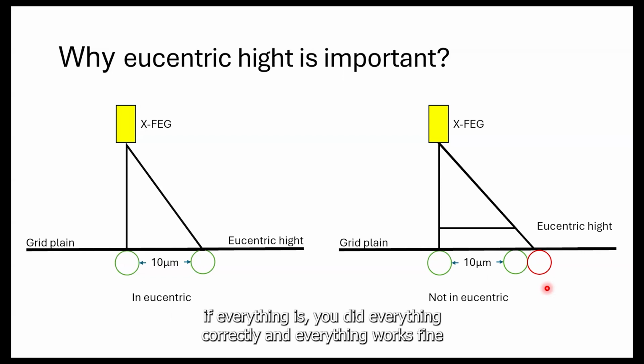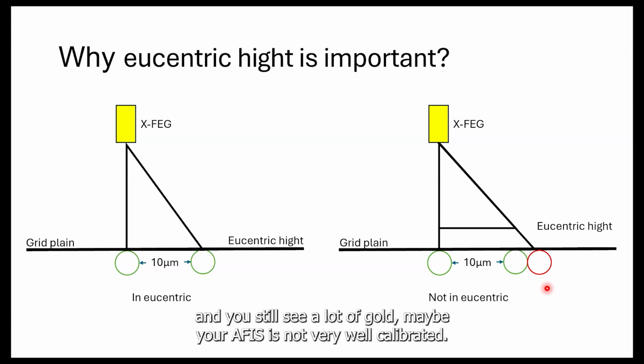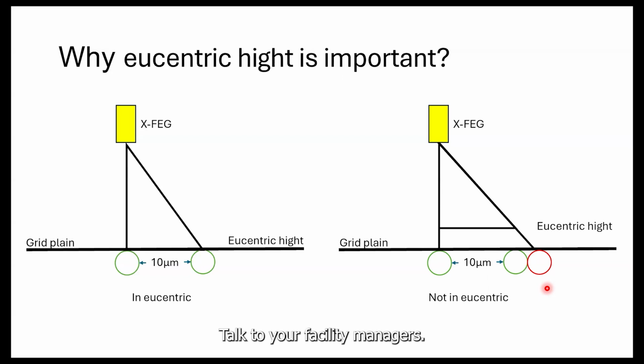If you are in eucentric height, you did everything correctly and everything works fine, and you still see a lot of gold, maybe your AFIS is not very well calibrated. Talk to your facility managers. Usually they know how to calibrate for the AFIS. It's not very complicated. It just takes a while to do it. And if it's more robust than what we in the facility can do, we need to call an engineer to do it.